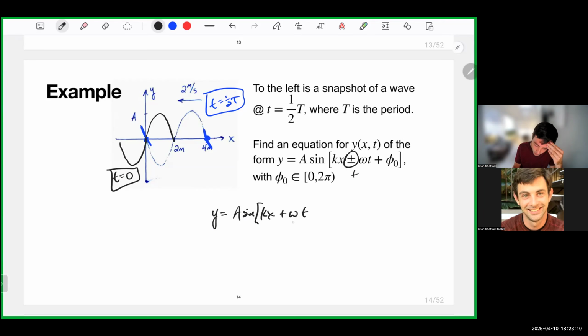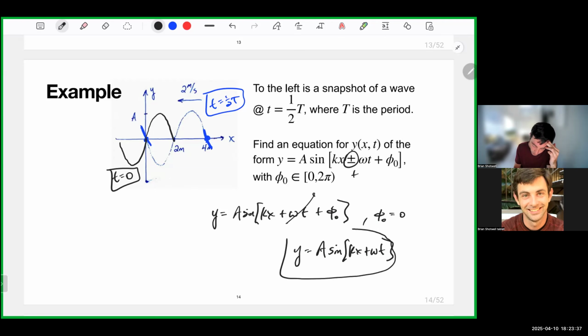And then at t equals 0, we can ignore this. I'm going to cross it out and then take it back. But at t equals 0, I can ignore this. And we have sine kx that we don't want to move at all, right? At t equals 0, which is why we cross that out. At t equals 0, we just have a sine wave. And so the phase constant is actually 0 in this problem. Okay, so phi naught is equal to 0. So the answer is just y equals a sine kx plus omega t with no phase constant. That's what this graph corresponds to.